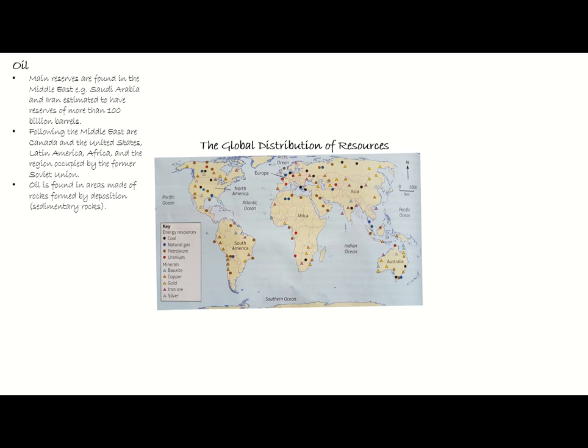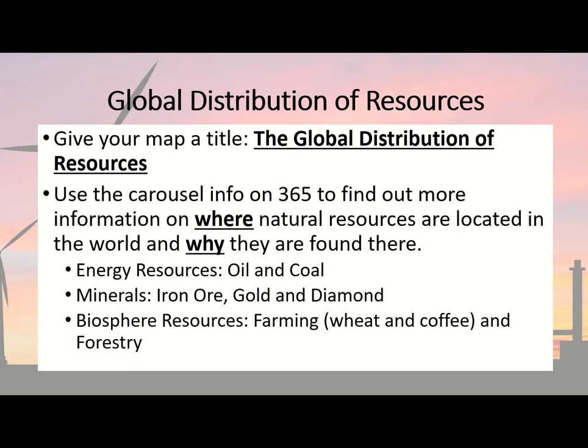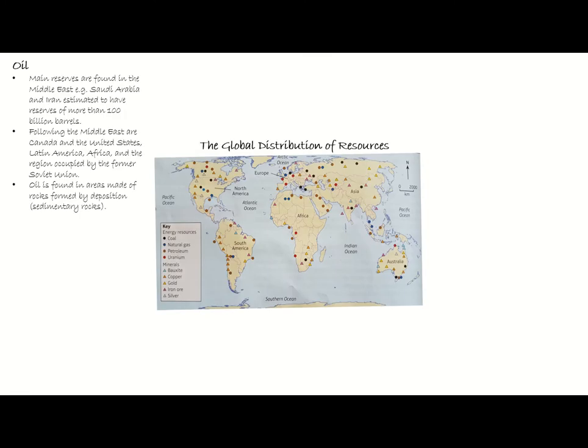Okay, so hopefully you've got a completed A3 sheet with all 7 of the different resources that we highlighted in the task. So remember, they were oil and coal, iron ore, gold and diamonds, farming and forestry. So now you should have a completed sheet, so like this but full of stuff.